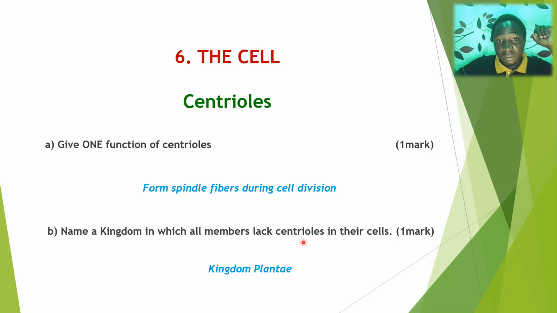You name a kingdom in which all members lack what? Centrioles in their cells. You see, centrioles is a characteristic feature of animal cell, but not of plant cell. So if the members are supposed to have centrioles, then it basically means that these members belong to which kingdom? Animalia. Because all animals have animal cells and all animal cells have centrioles.